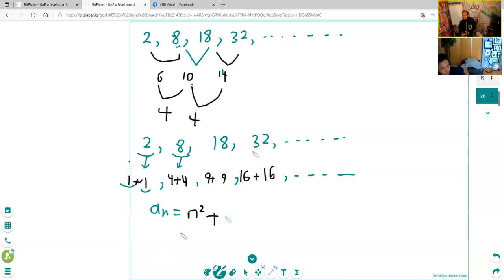Understand. In the last question there was a constant number, so we were writing the constant. But here it is 1, 4, 9, 16, and this is the sequence. Now add them, n square plus n square. What is the answer?